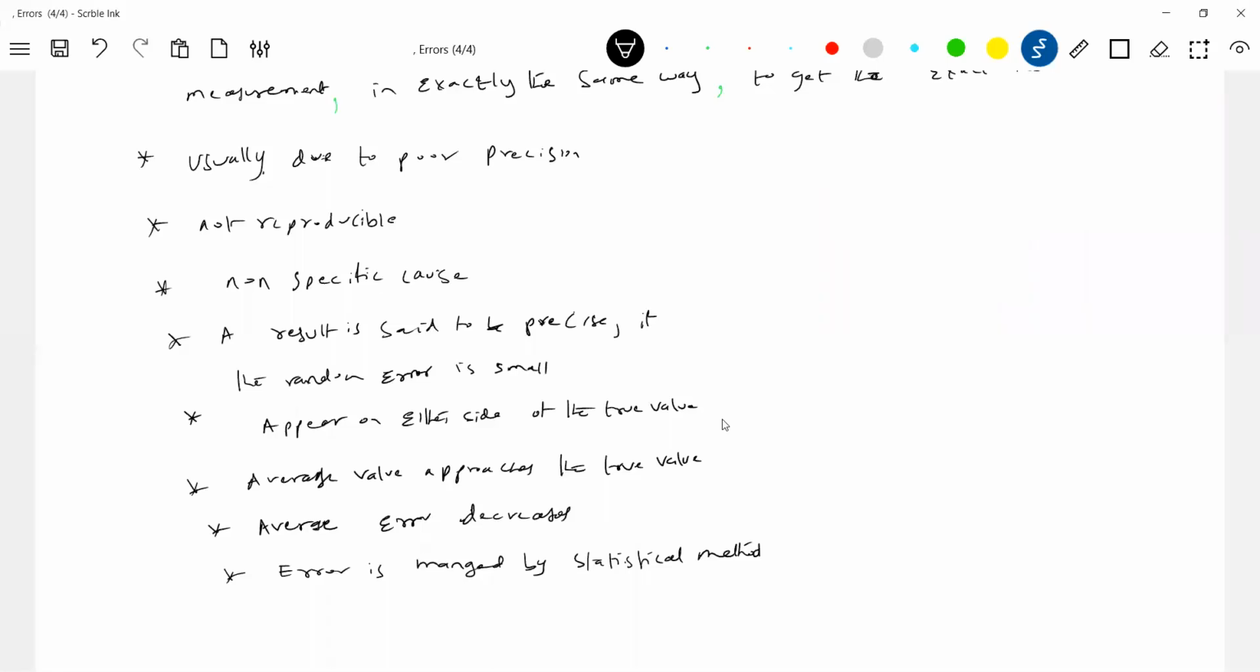So I just wrote all some very important things. What do I do with errors? I should manage them by statistical methods. First of all, non-specific causes. Causes of error are unknown. Someone is asking, sir, what do you mean by non-specific? I'll write it here. Causes of error are unknown. This is very important. They are not reproducible.